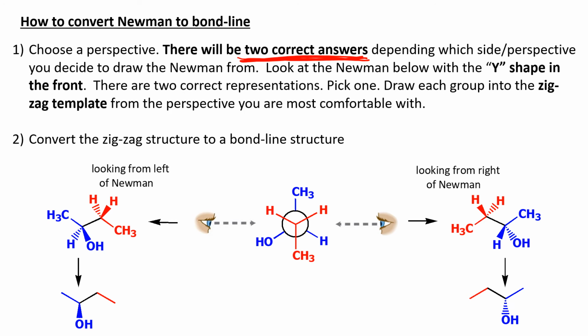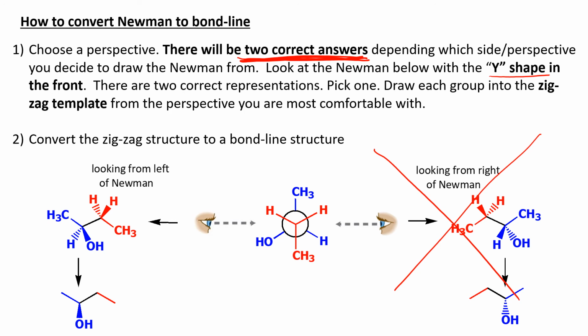Now there's going to be two answers depending on which side you decide to draw the Newman from. If you prefer to look at the Newman from a Y shape, or if you look from the other side, it's the upside down Y. We're going to do both though. I want you to ignore this side for a second. All right, we're going to look at our Newman projection from the left-hand side.